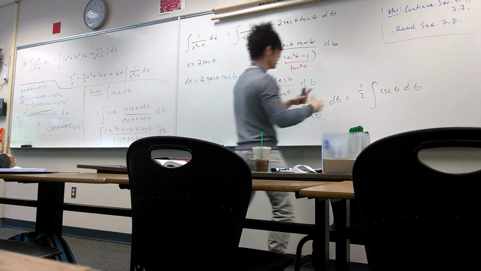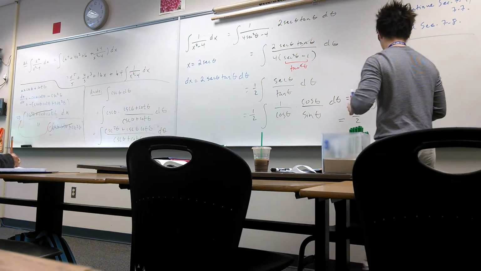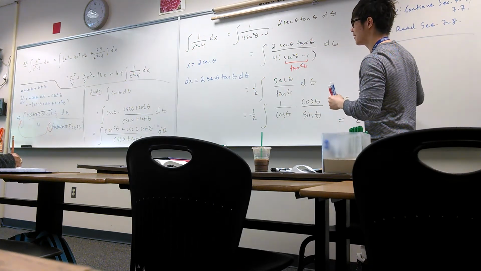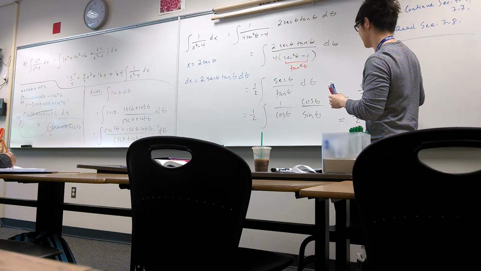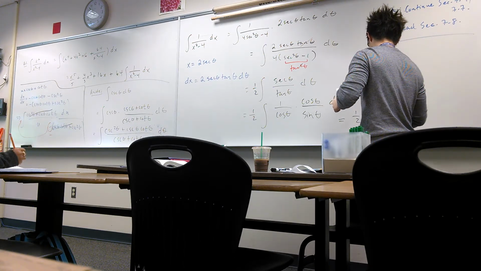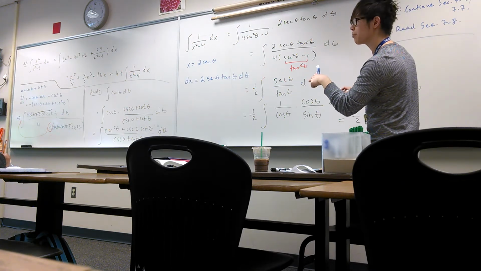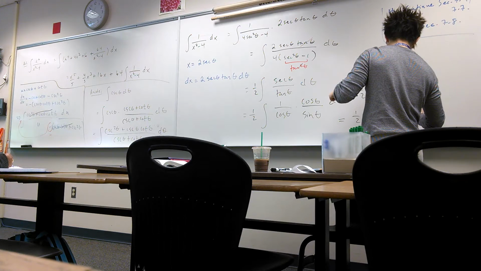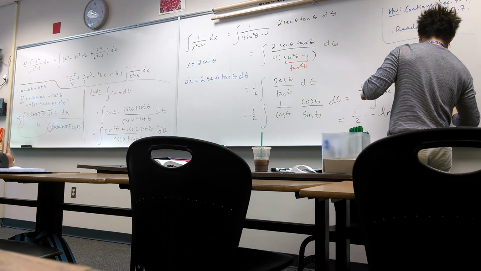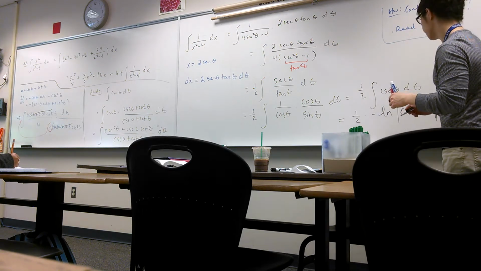And so, I'm going to come over here now. What's the integral of cosecant? Minus the natural log of the absolute value of cosecant theta plus cotangent theta, times minus, the natural log, the absolute value of cosecant plus cotangent. Plus c. Okay.